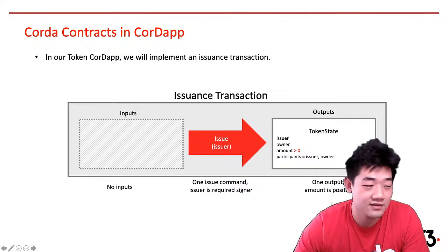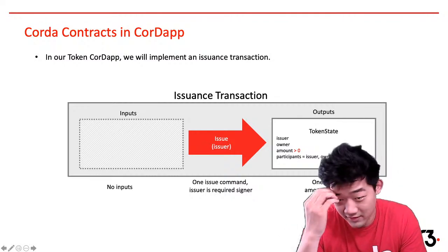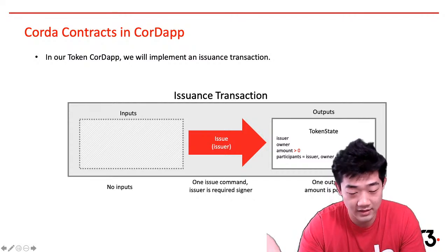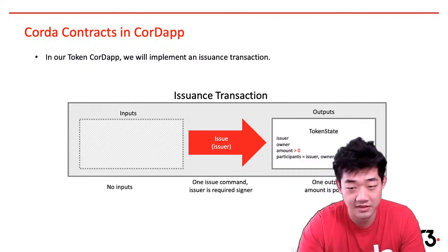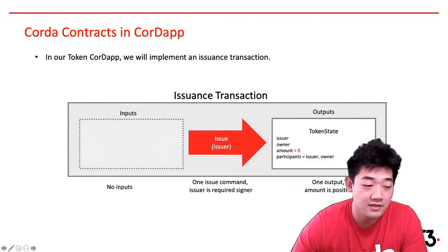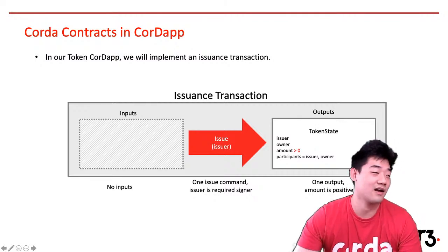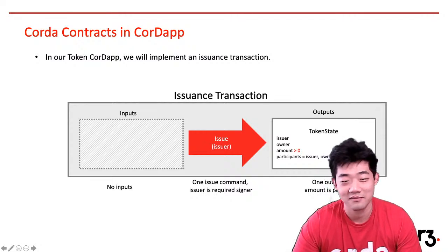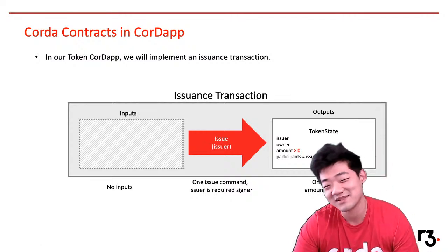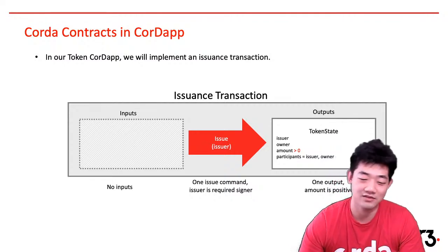And lastly, we want to showcase you can have business logic implemented in the contract. The amount has to be positive. It needs to be more than one. Otherwise, why are you issuing me a token that has negative value? So does that mean that I owe you money now? So those are the rules that we need to implement.